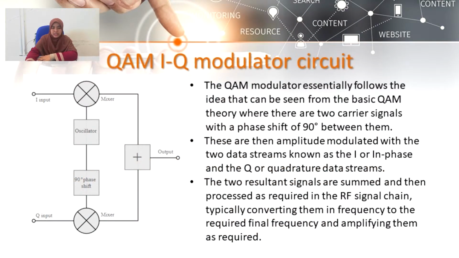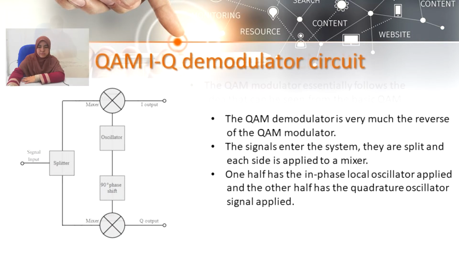As you can see, this is the QAM IQ modulator circuit. The QAM modulator essentially follows the idea that can be seen from the basic QAM theory, where there are two carrier signals with a phase shift of 90 degrees between them. These are then amplitude modulated with the two data streams known as the I or in-phase and the Q or quadrature data streams. The two resultant signals are summed and then processed as required in the RF signal chain, typically converting them in frequency to the required final frequency and amplifying them as required.